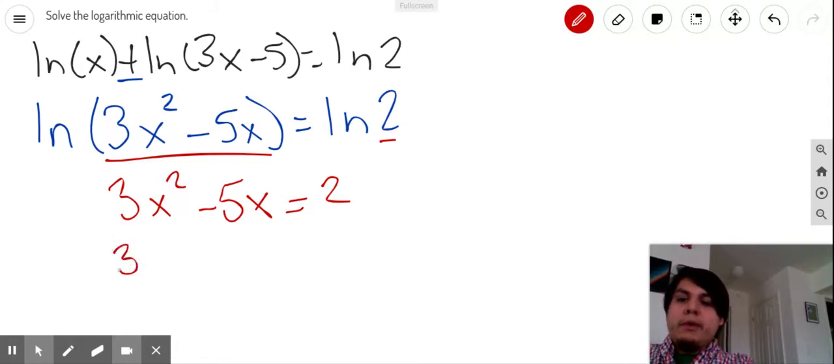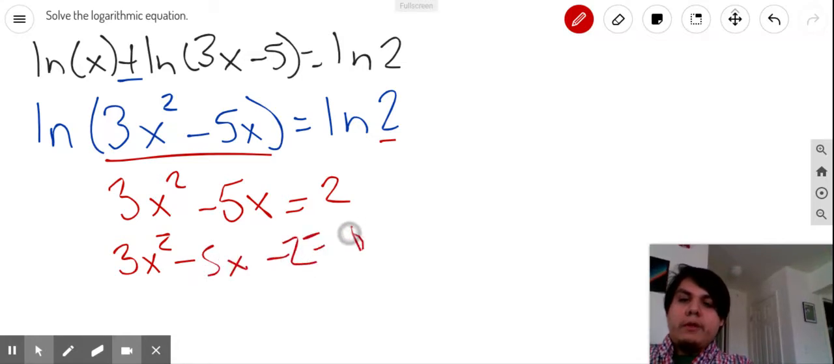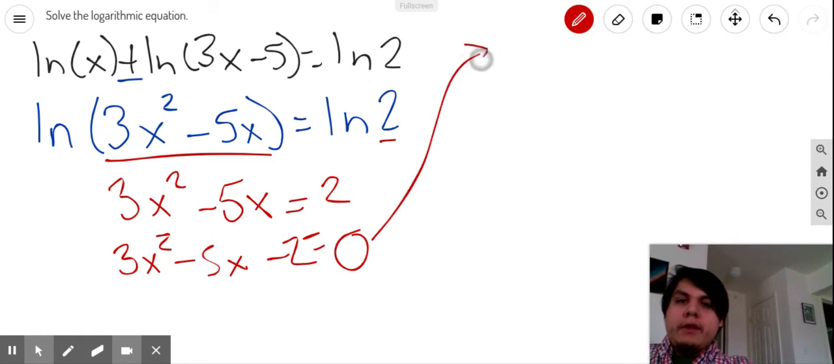So that's really 3x squared minus 5x minus 2 should equal 0. That's a terrible 0, I apologize. Equals 0. Once you have that, we need to solve this. You can use the quadratic formula, you can do factoring. I'm going to factor because I think I figured it out already.